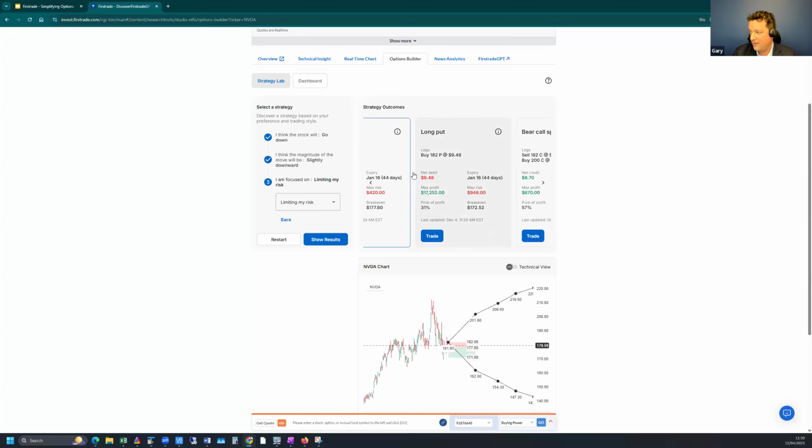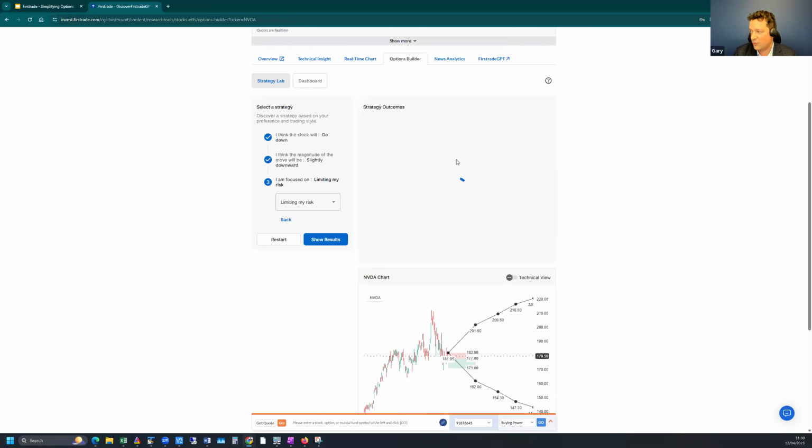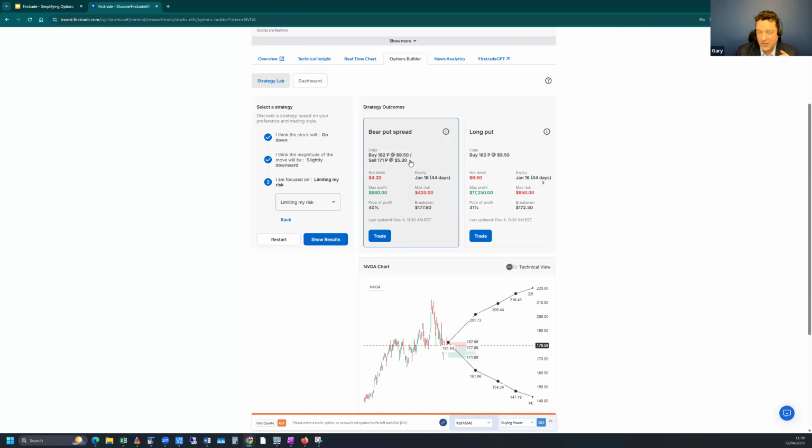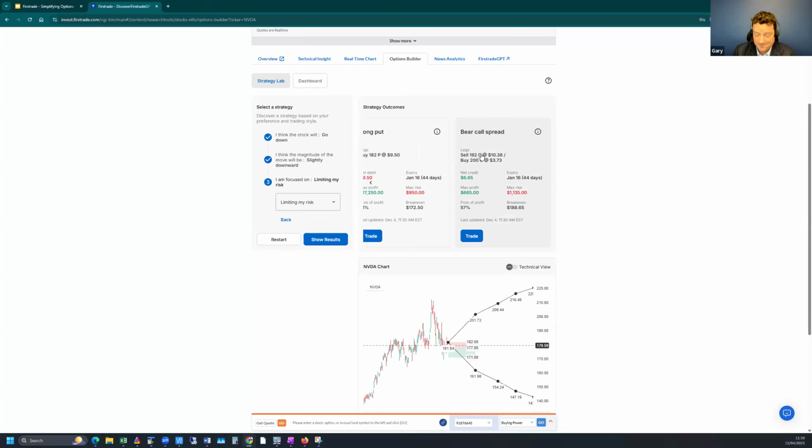And we're always going to have, at least usually in most cases, 3 different strategies. One's going to be a debit spread. One's going to be a single leg. We know not everybody can do spreads. Keep in mind you have to have certain account permissions as well to do multi-leg. So we'll have single legs there, like single long puts or long calls. And then we're going to have a credit spread as well.